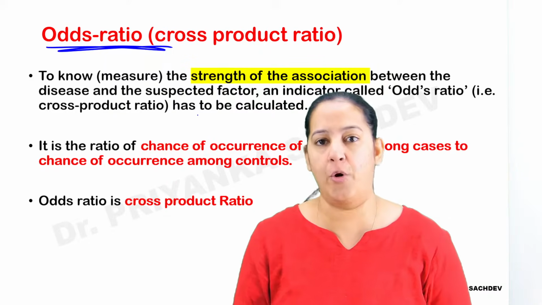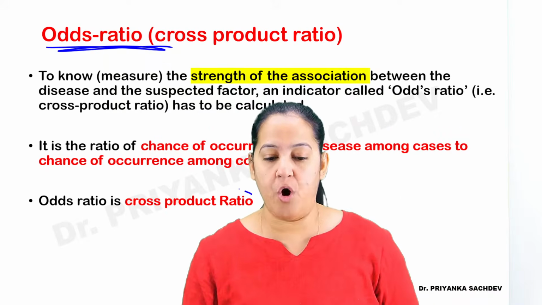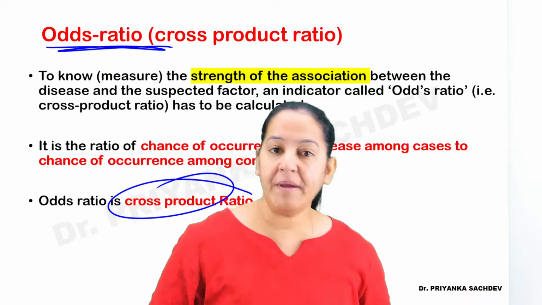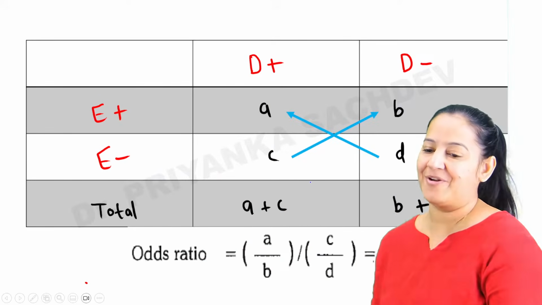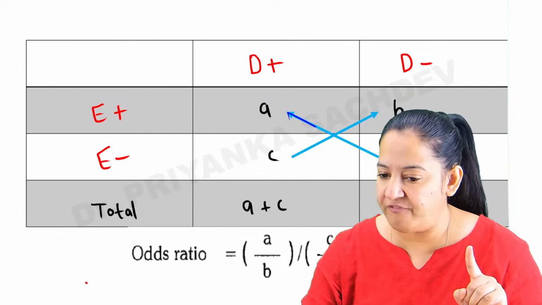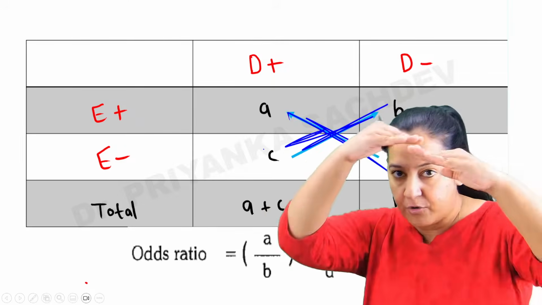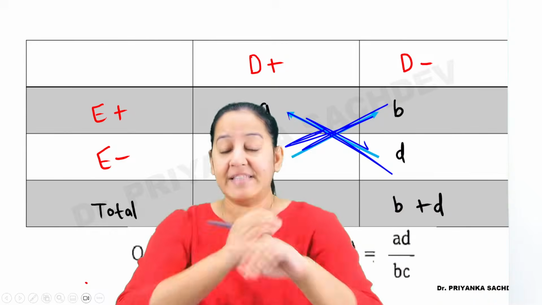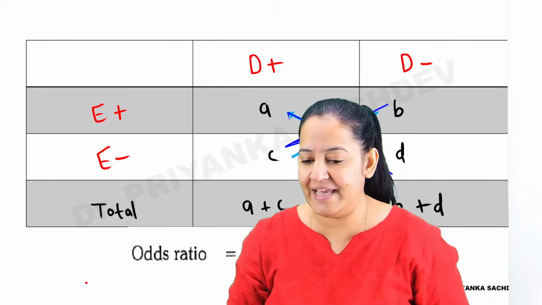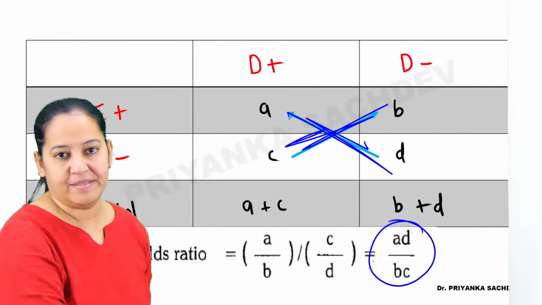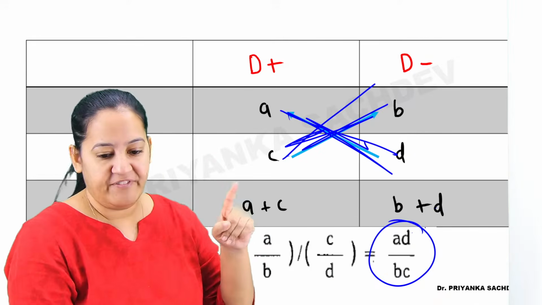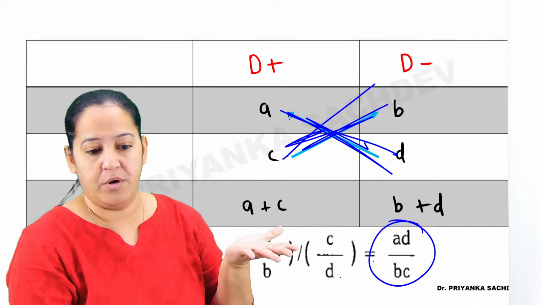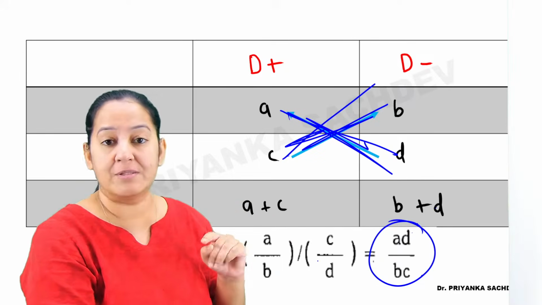You have to calculate the odds ratio. What is the odds ratio? Odds ratio is the cross product ratio. What do you mean by cross product ratio? In the same table, you will do the cross product. We will take the ratio of AD upon BC. Can you see the cross product? The formula is AD upon BC, that is A into D upon B into C. We will calculate it. It's a ratio, that's why it's known as odds ratio, or cross product ratio.